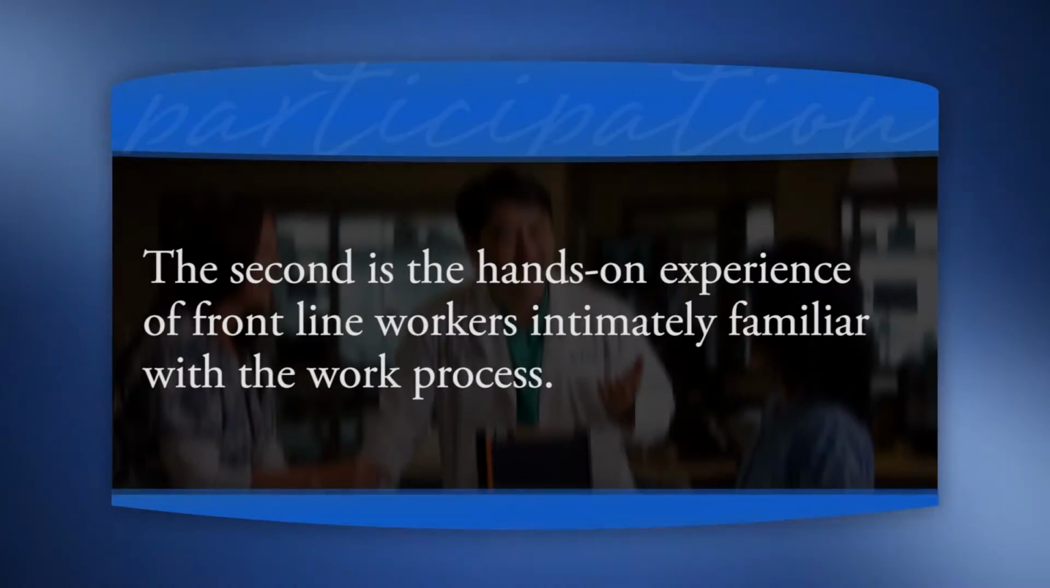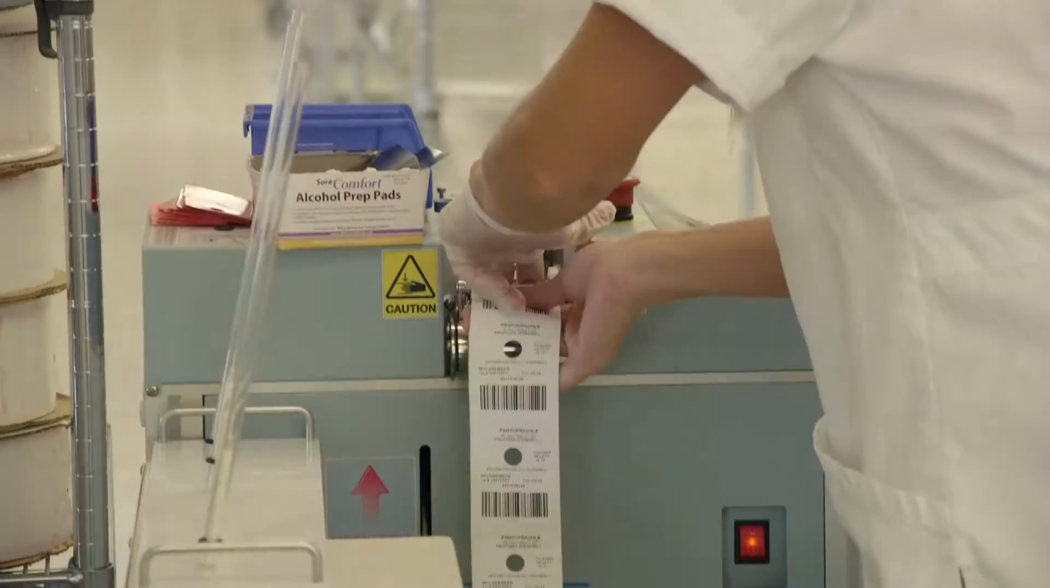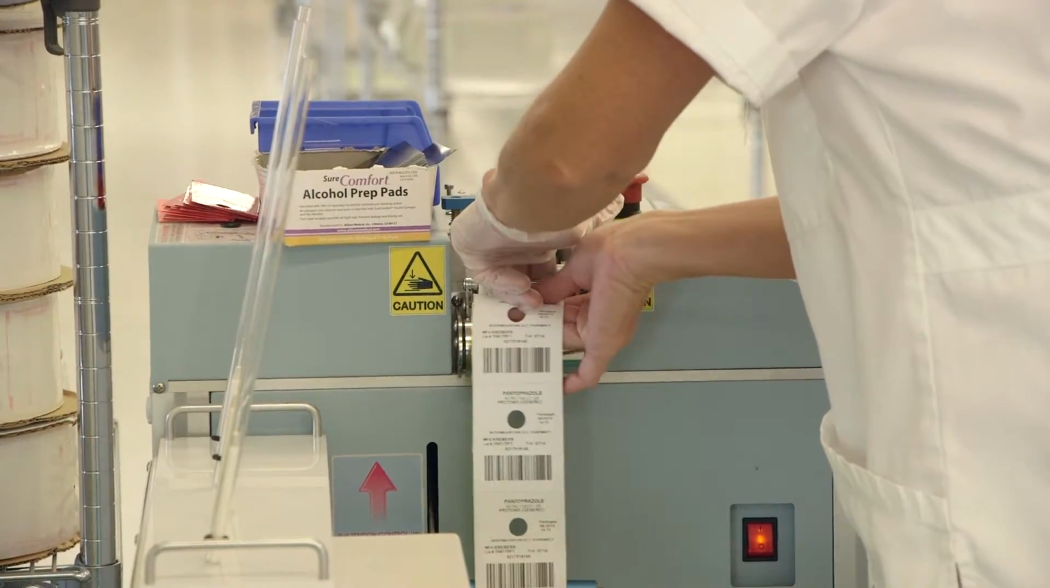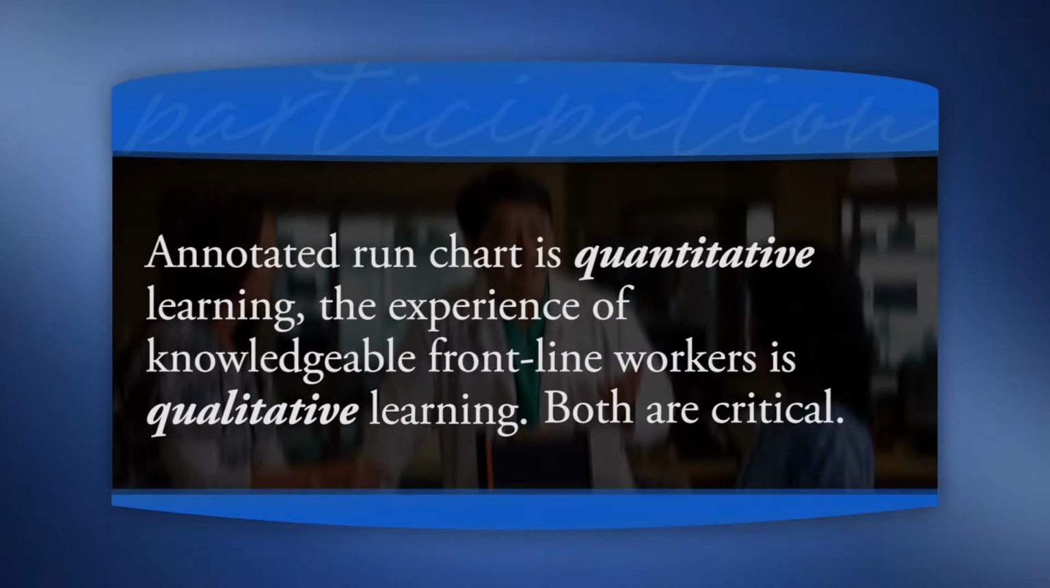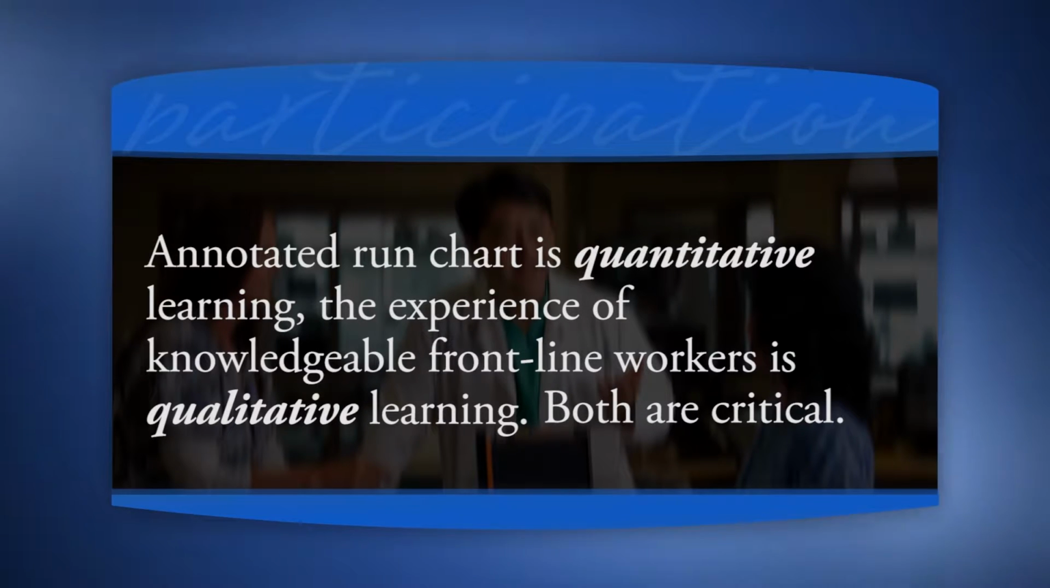The second is the hands-on experience of frontline workers intimately familiar with the work process because they live with it every day. While the measurement contained in an annotated run chart is quantitative learning, the experience of knowledgeable frontline workers is qualitative learning. Both are critical.